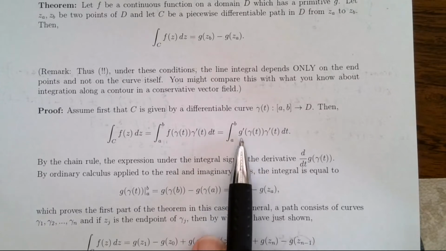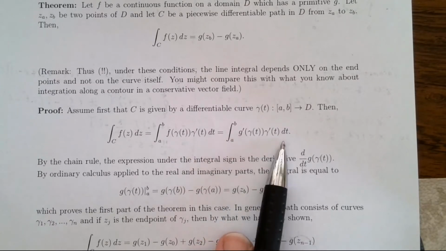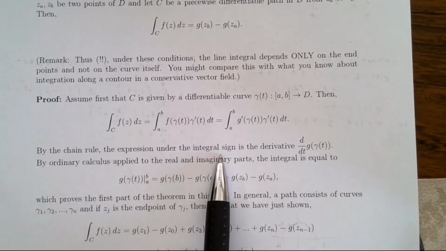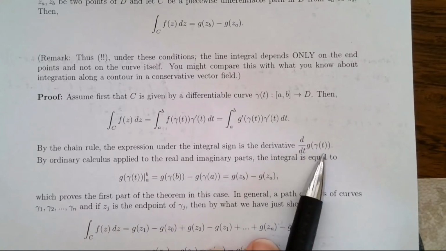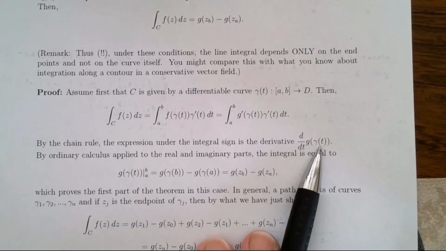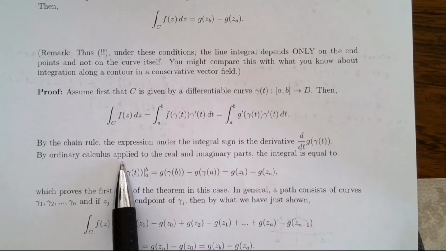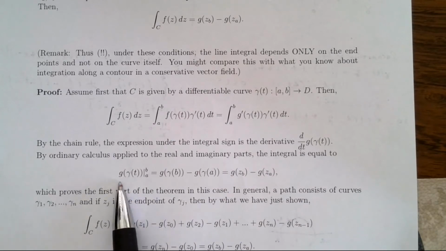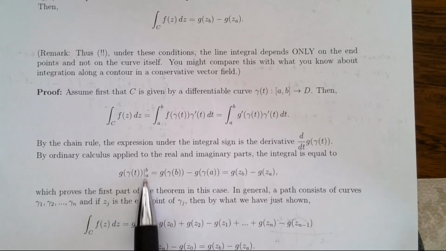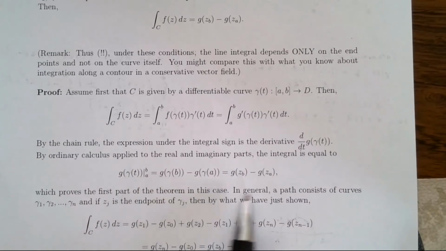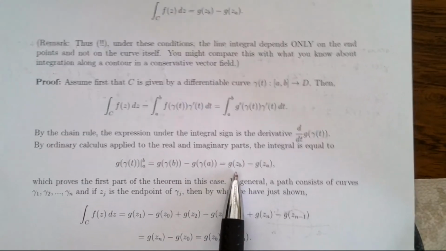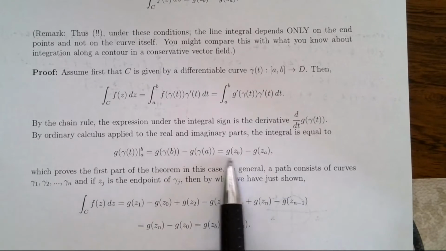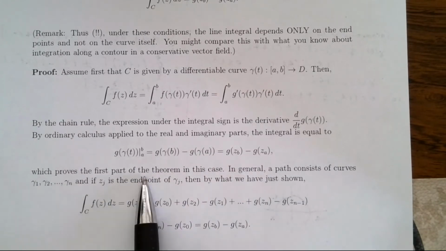So we now have g dashed of gamma of t times gamma dashed. But if we now think about the chain rule, this expression under the integral sign is just the derivative d/dt of g of gamma of t. So by ordinary calculus applied to the real and imaginary parts, this integral then just becomes the evaluation of g of gamma of t from a to b, which is just the difference, g of zb minus g of za. That is the difference in g between the two endpoints. Now that proves the first part of the theorem.